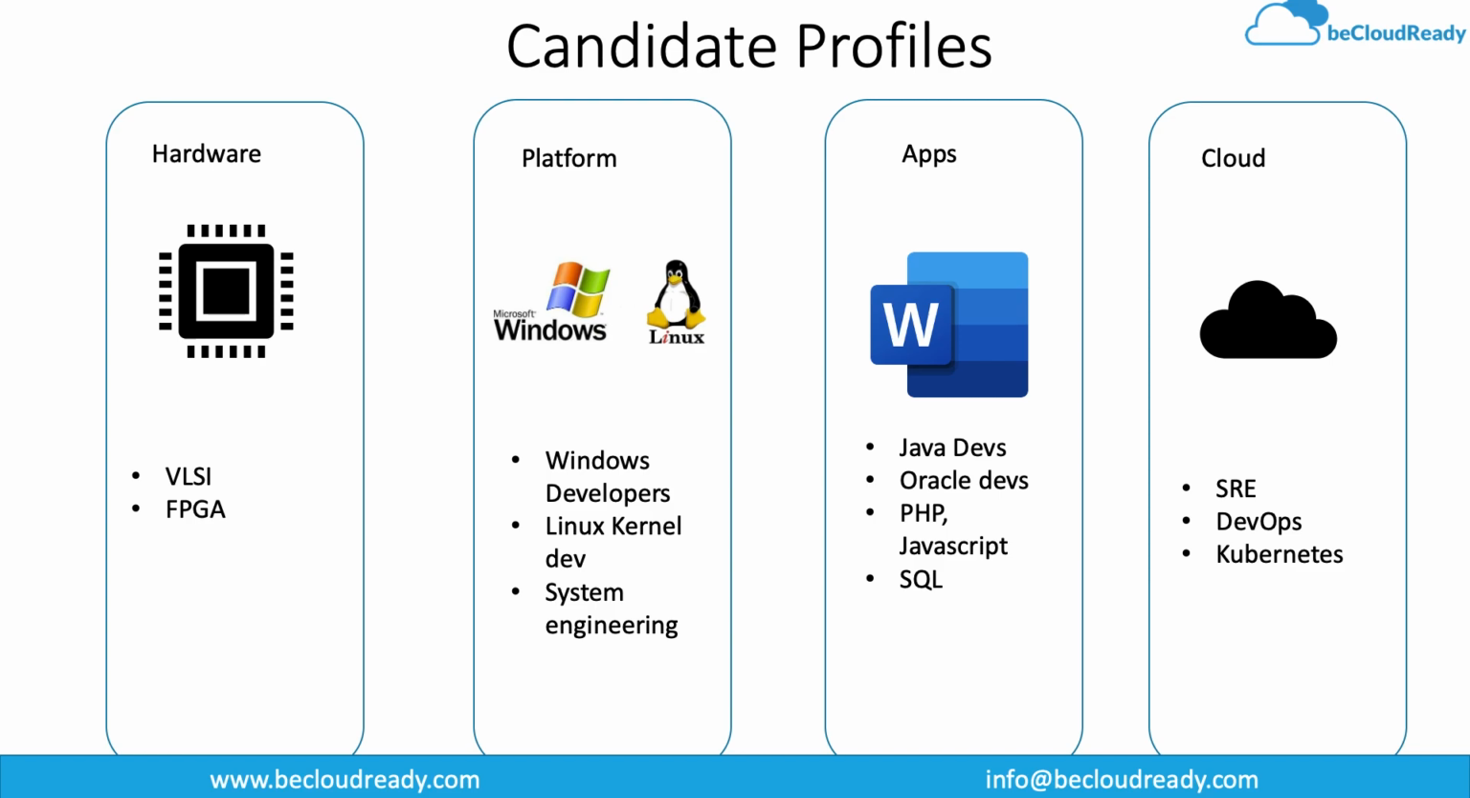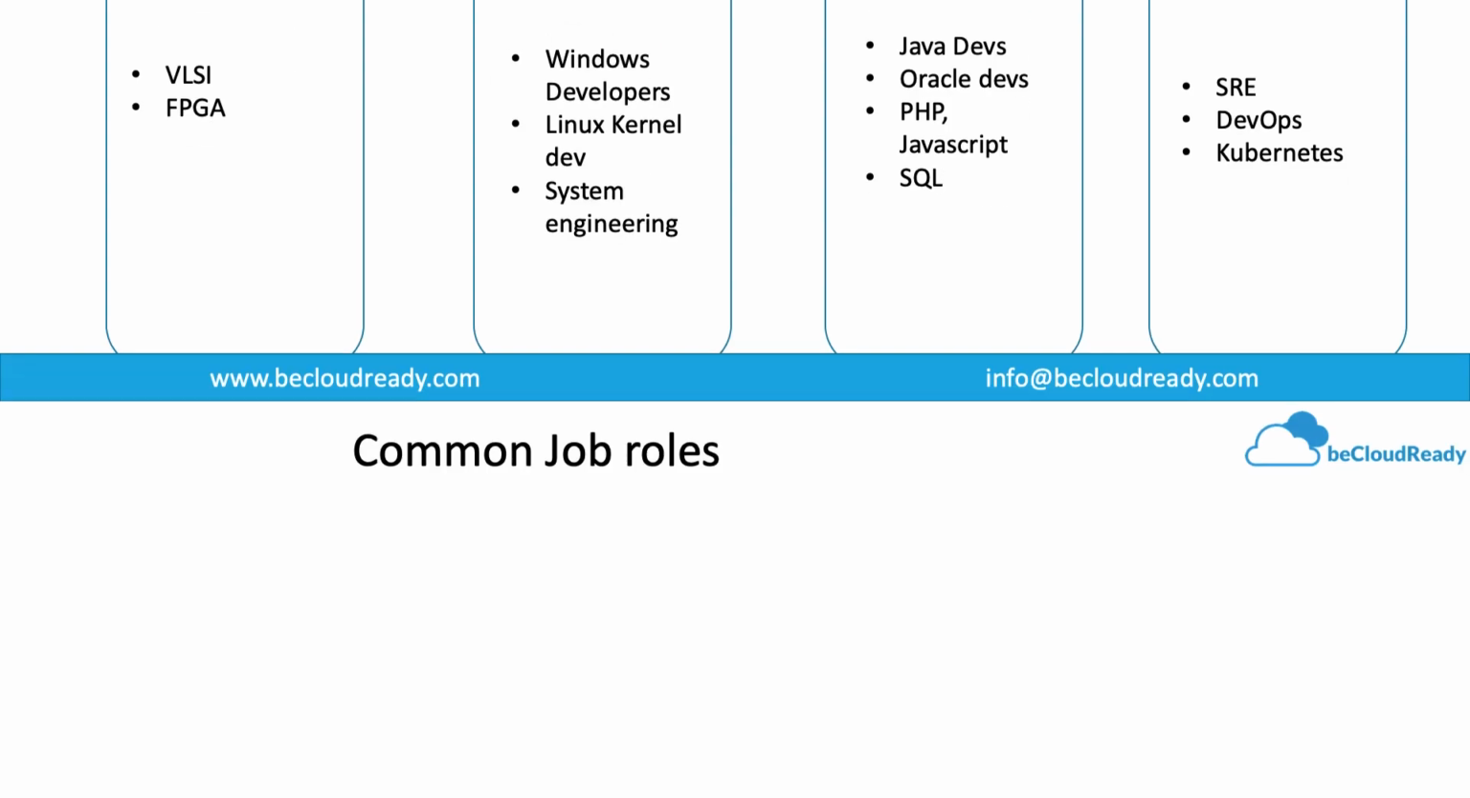When I'm talking about candidate profiles, in the sense that if someone is in the market looking for a job, there is an easy demarcation. You have to pick your field. It is very rare for someone to have all these skills. It is not very common. Usually people pick a field and they stay in that field for a very long period of time. So either you are a hardware person, a platform engineer, an application developer, or a cloud person.